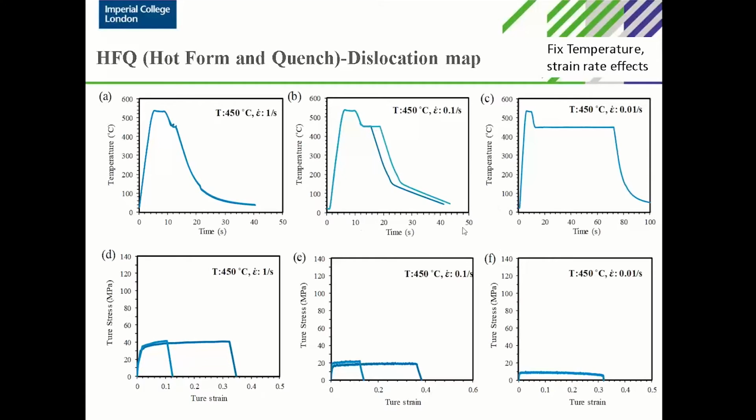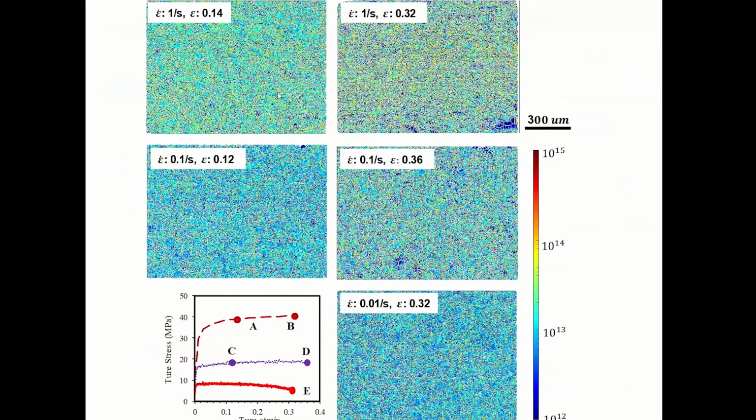So given such data, later again we examined the EBSD results, and the points A, B, C, D, E are corresponding to the maps 1, 2, 3, 4, 5, A, B, C, D, E here. So as expected, increasing the strain rate will increase the geometrically necessary dislocation densities as the deformation time is shorter, and there will be shorter time for the recovery of the dislocation densities.